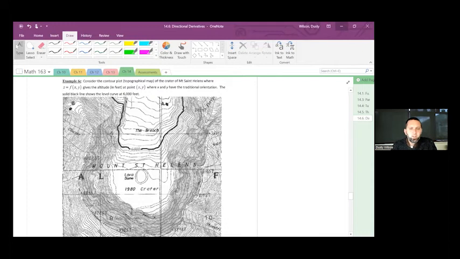Example 6C, this is our third and last topo map. So consider the contour plot or topographical map of the crater of Mount St. Helens, where z equals f of x, y and gives the altitude in feet at point x, y, where x and y have the traditional orientations. The solid black line shows the level curve at 6,000 feet. So that would be this one right here.